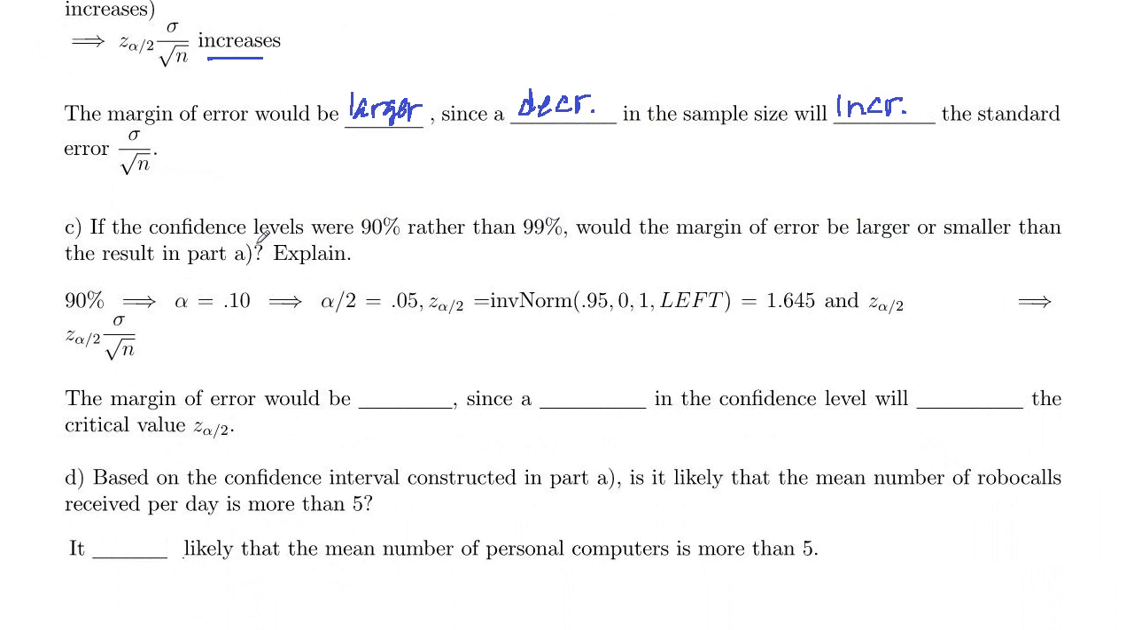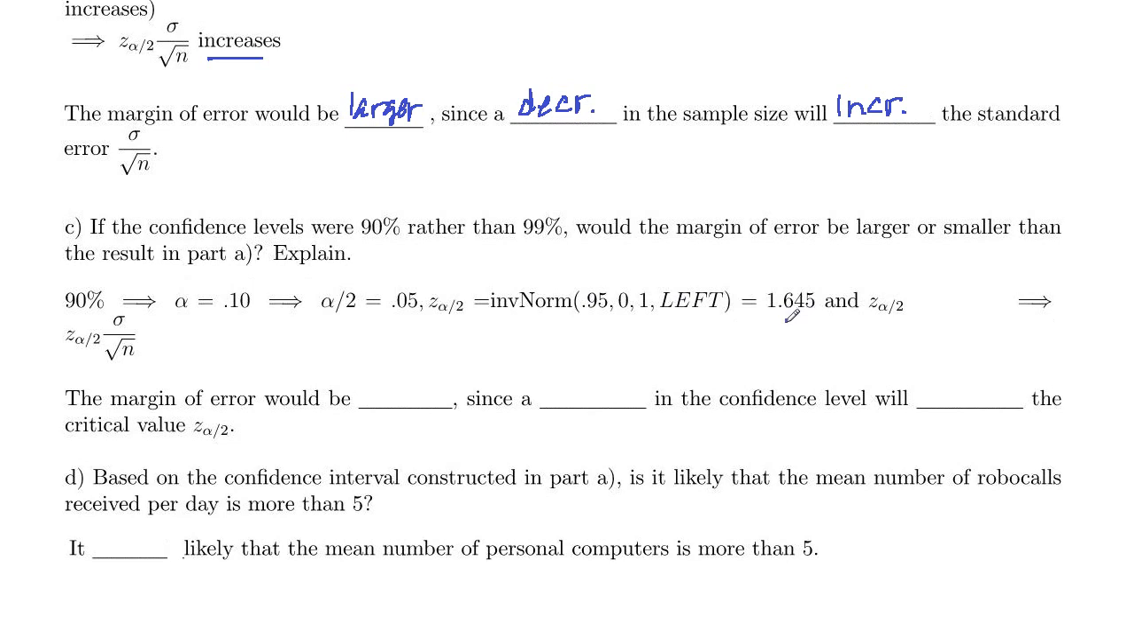Part C, if the confidence level was 90% instead of 99%, would the margin of error be larger or smaller? So 90% for confidence level means that alpha is 0.10. So alpha over 2 is 0.05. And then your z alpha over 2, z 0.05. Now your left area is 0.95, still 0 and 1 for mean and standard deviation. And if you key that in the calculator, you'll get 1.645.